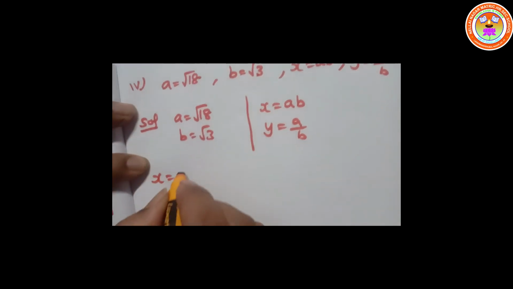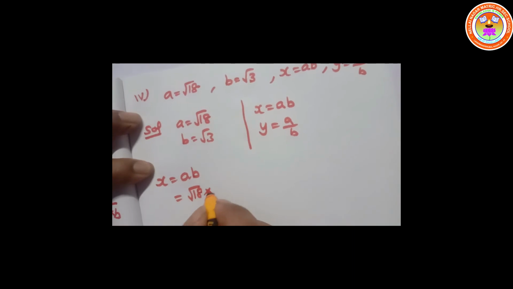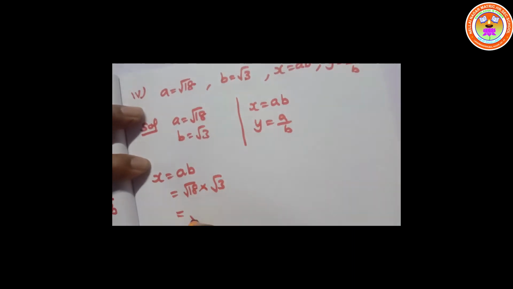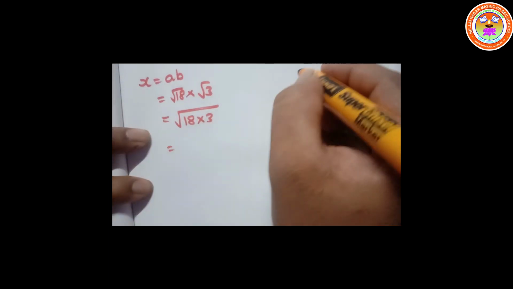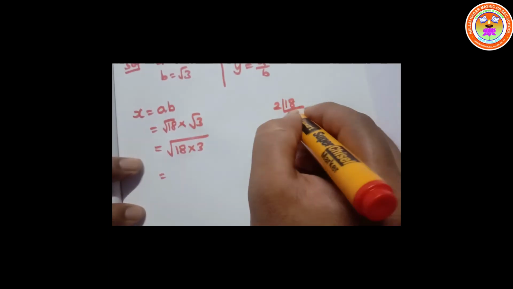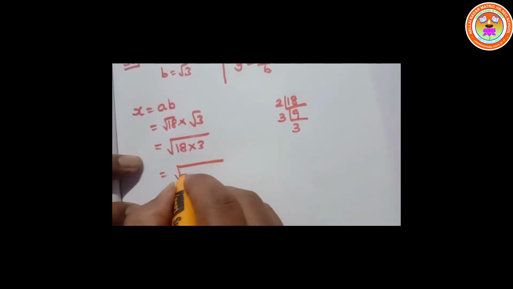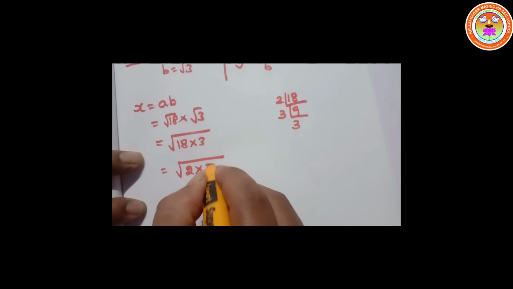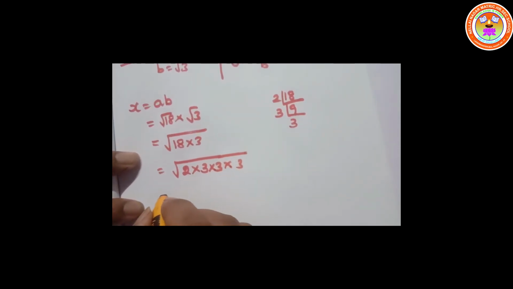First find x equal to a into b. A is what? Root 18. B is what? Root 3. That is, you can write root of 18 into 3. Right? 18 into 3. 18 how many times? 2 nines are 18. 3 threes are 9. So I can write it as 2 into 3 into 3. Again here another 3 is here.